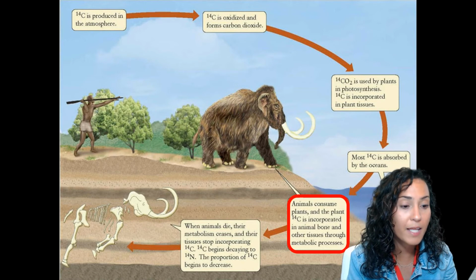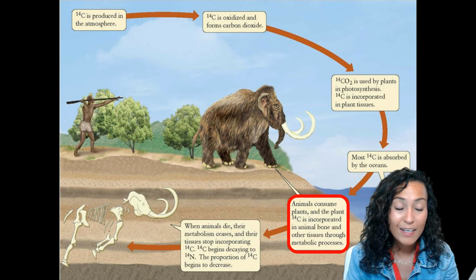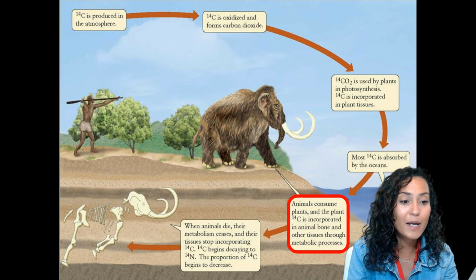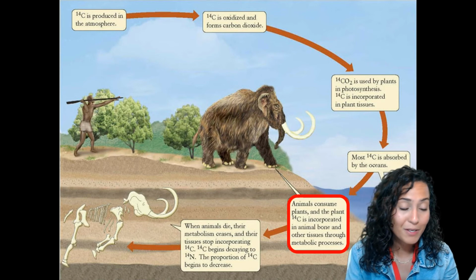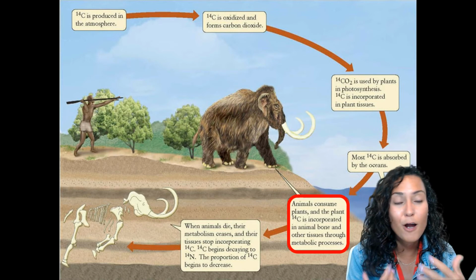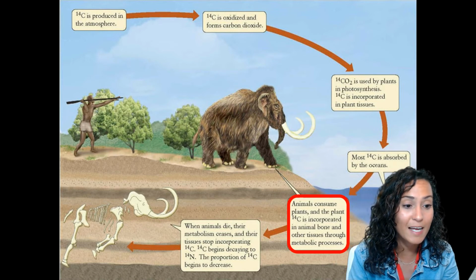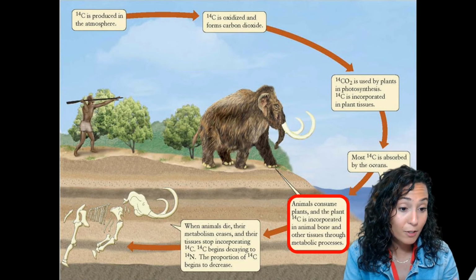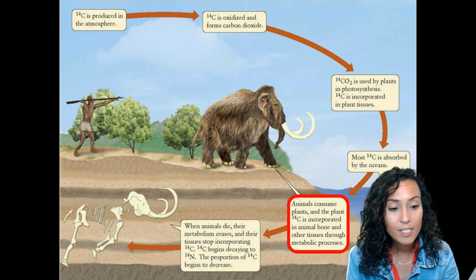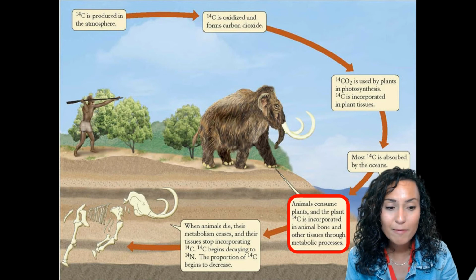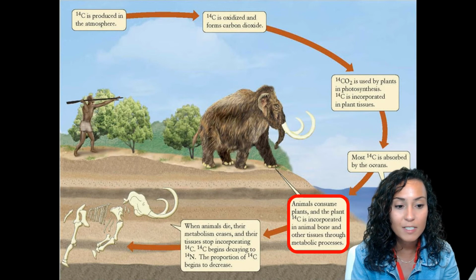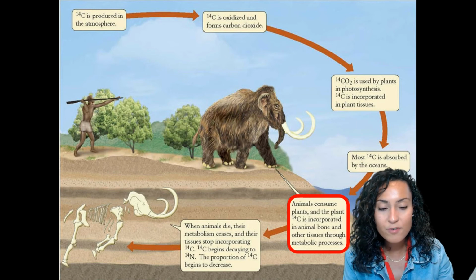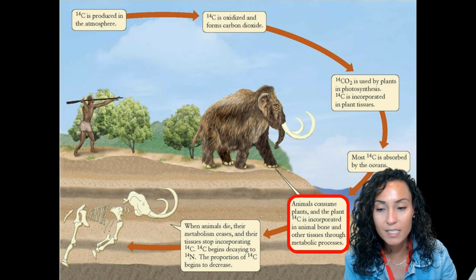So animals consume plants, and the plants have carbon-14, and those carbon-14 molecules are incorporated into animal bones and other tissues through the metabolic process. The same thing with humans. Humans eat animals who've eaten plants that have carbon-14, and so we metabolize carbon-14 isotopes. When animals or humans die, their metabolism stops, and their tissue stops incorporating carbon-14 from the atmosphere and from the things that they eat. Carbon-14 begins decaying into N14, and the proportion of carbon-14 begins to decrease. So what we're measuring then is the ratio of that remaining carbon-14.